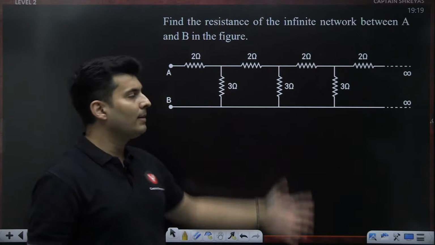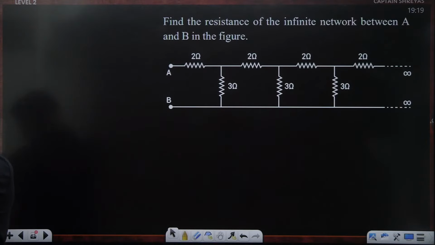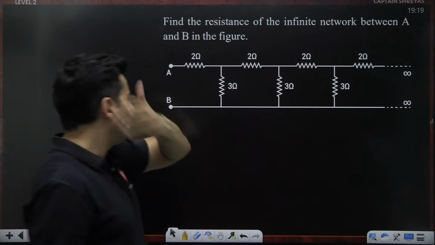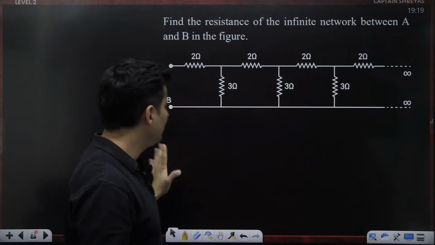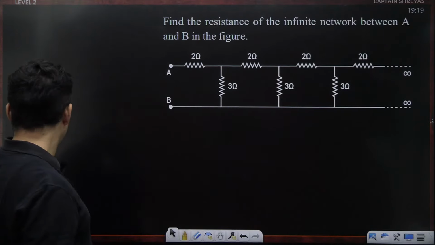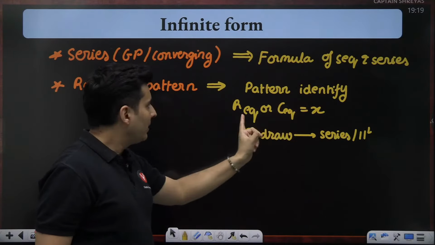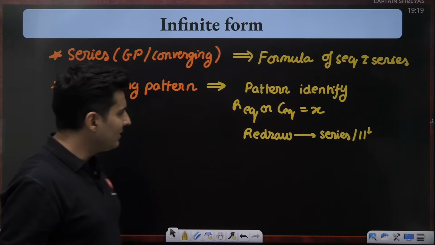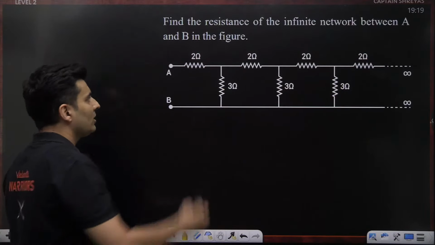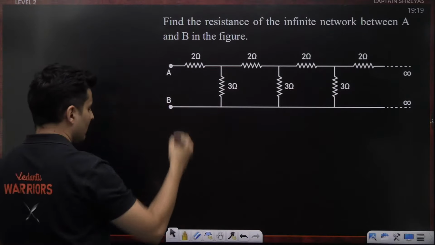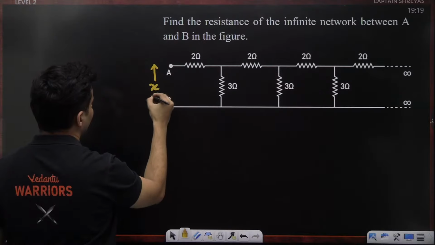Now, do you see a repeating pattern? Yep. Everyone, you can see what the repeating pattern is? 2 3 2 3 2 3 2 3. Correct? Everybody is able to see. So this is the kind of question where the pattern is getting repeated. So you identified the pattern. Equivalent resistance or capacitance, assume it as X and redraw the series parallel circuit. So the equivalent resistance between these 2 points, let me assume it as X.